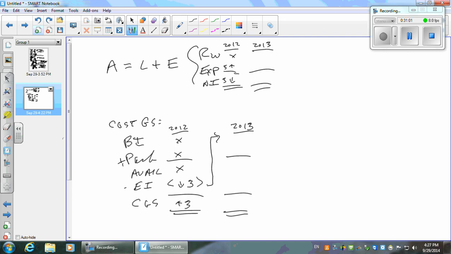Which does what to equity? Specifically retained earnings in equity. If you think about retained earnings, it's going to be what? 3 too much debit, right? Not enough credit, however you want to look at it. Okay, 3 too low, isn't it?